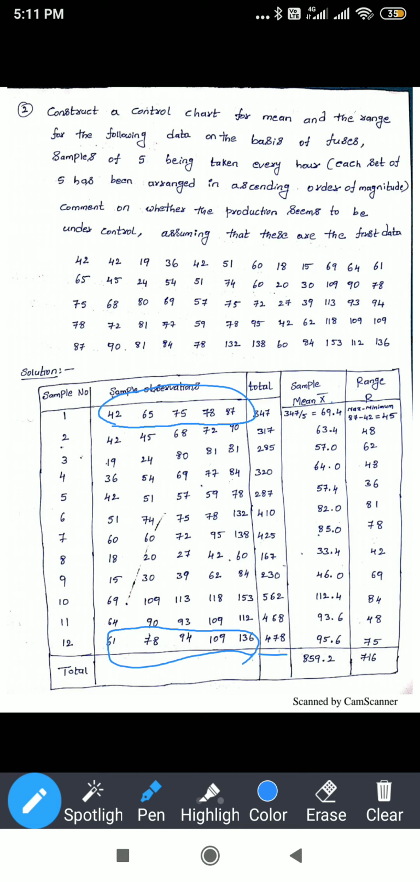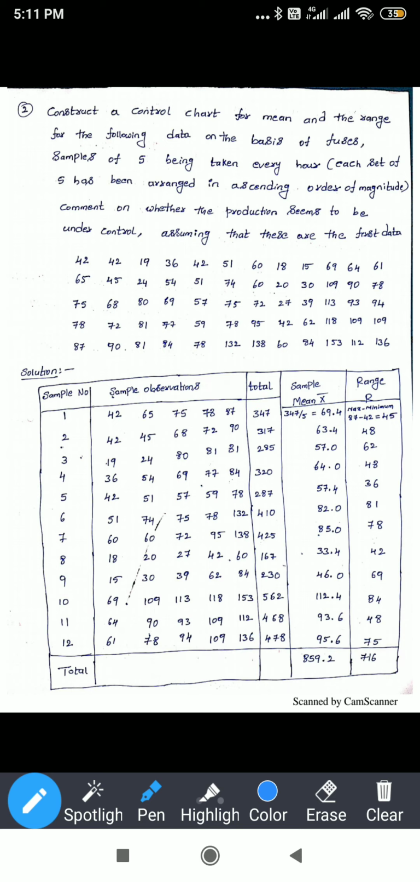Come to R, capital R, the range: maximum minus minimum in each sample. In this, the maximum is 87 and the minimum is 42, so you got the range of the first sample as 45. Similarly, you have to calculate all the range values of the given samples, and finally make the total, and this range total is 716.